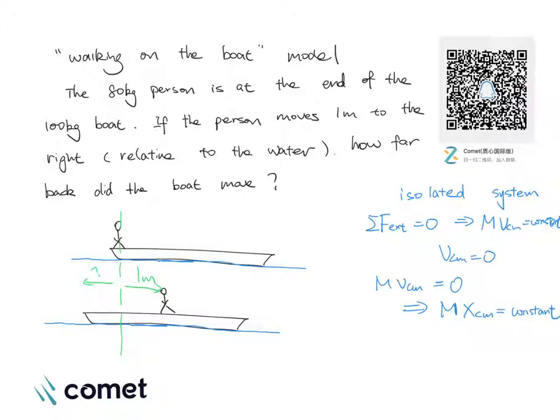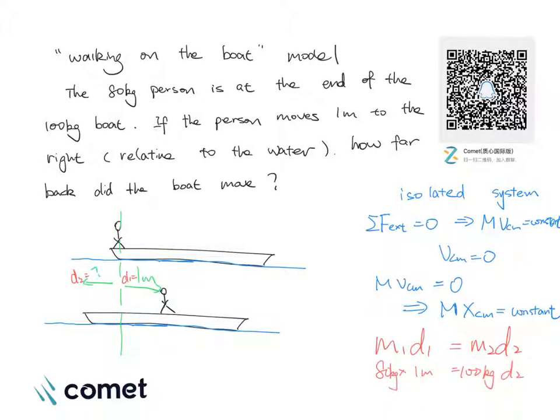So I can write the equation: mass of one piece times the distance it covers equals to masses of the other pieces times the distance it moves. Let's assume 1 is the person and number 2 is the boat. We know the 80-kilogram person goes 1 meter and the 100-kilogram boat goes a distance we don't know.